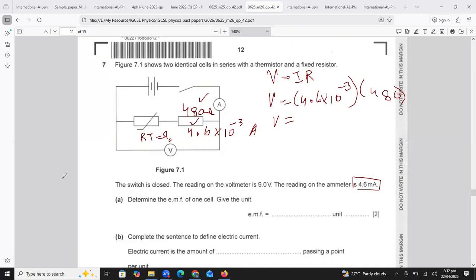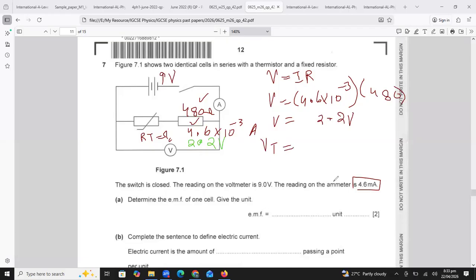Multiply both of them, students. 2.2. Well done, Vania. Well done, Abdul Rafid. 2.2 volt. So basically, we are getting 2.2 volt across this fixed resistor. Let me write here the 2.2 volt across this fixed resistor. And the total voltage of the battery is 9 volt. So we can easily find the voltage across the thermistor.